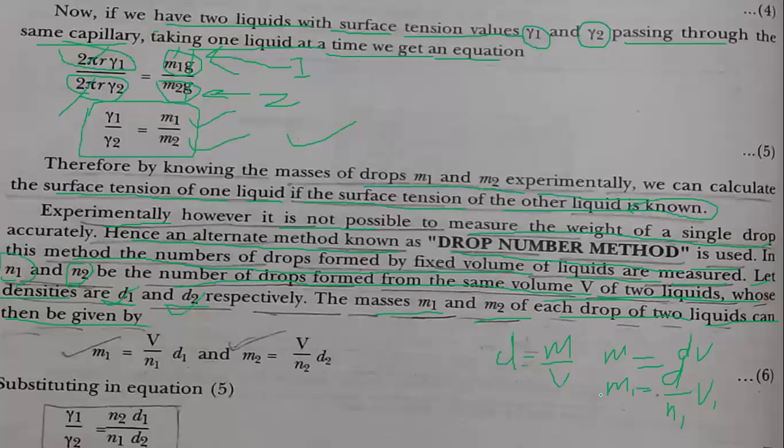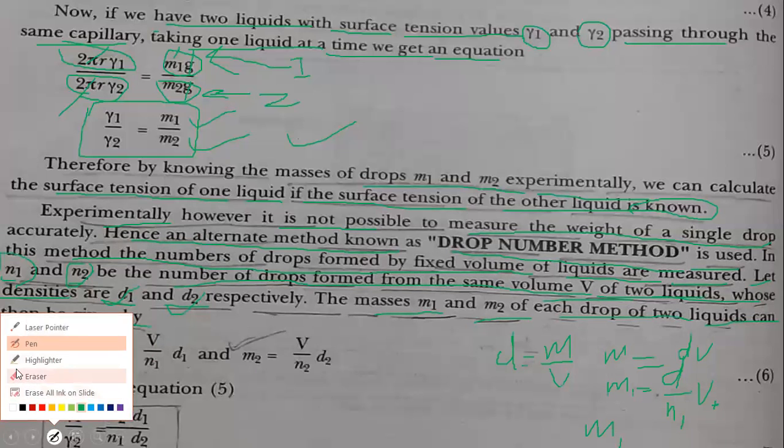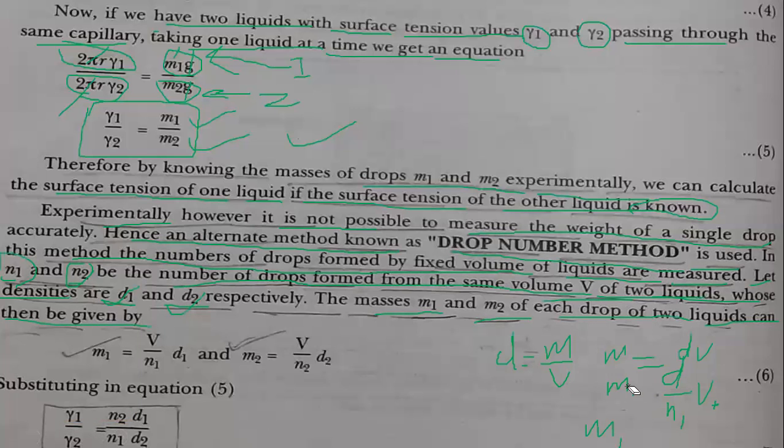Sorry, something is going wrong. It should be like this. See, M is equal to D into V. Therefore, here we have different densities. M1 is equal to, don't look at this equation. One minute. Don't get confused over here. See now.